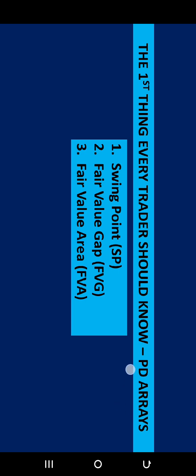Now, what are your PD arrays? PD arrays simply means premium and discount arrays. What are these premium and discount arrays? They are your swing points in the market. I'm going to show you what a swing point is, then your fair value gaps, and your fair value areas. So your swing points, fair value gaps, and fair value areas. The moment you understand them, the world of opportunity in the forex industry will be open to you. You will be highly profitable.